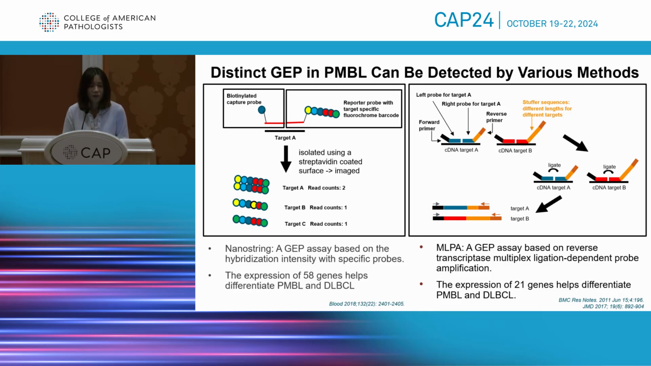So in this paper that was published in JMD in 2017, they demonstrate that if you use this 21 gene panel, it can help differentiate PMBL from DLBCL.